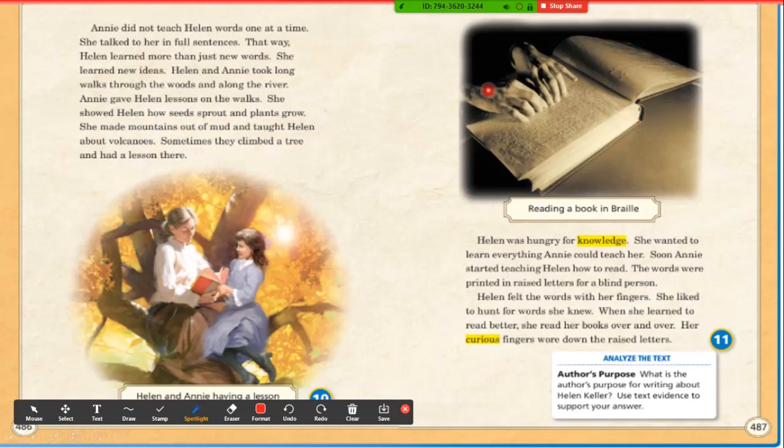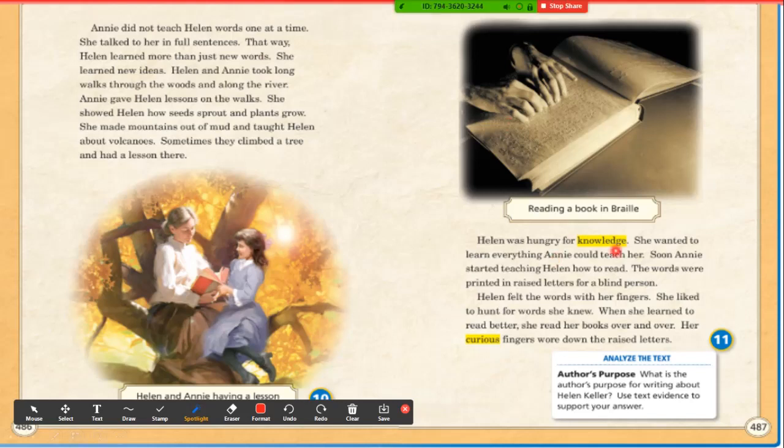I want you to see something in this part. On this page, Helen is reading a book in Braille. What's the meaning of Braille? Braille is a way of reading for blind people. It's like dots, dots, dots. We have a lot of dots. She is counting the dots and she started to read the book.